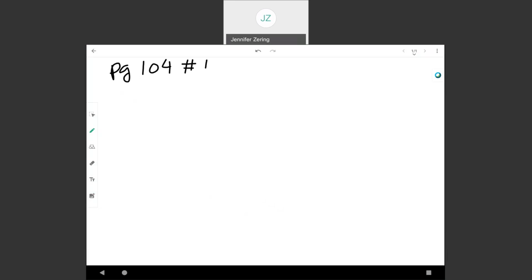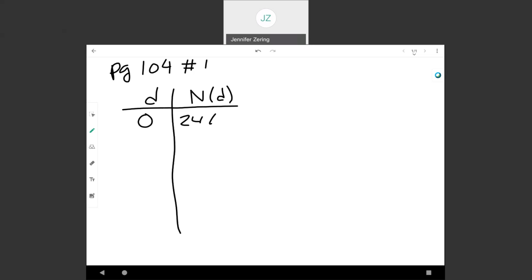Number one, we're talking about here a table of information that is given to us. So in this table, we're given our input and output, right? Our independent variable is days measured, D measured in days. Our output is N of D, measured as the number of cells after D days. We're told that at 0 days, there's 24,000. At 1 day, there are 30,000 cells.